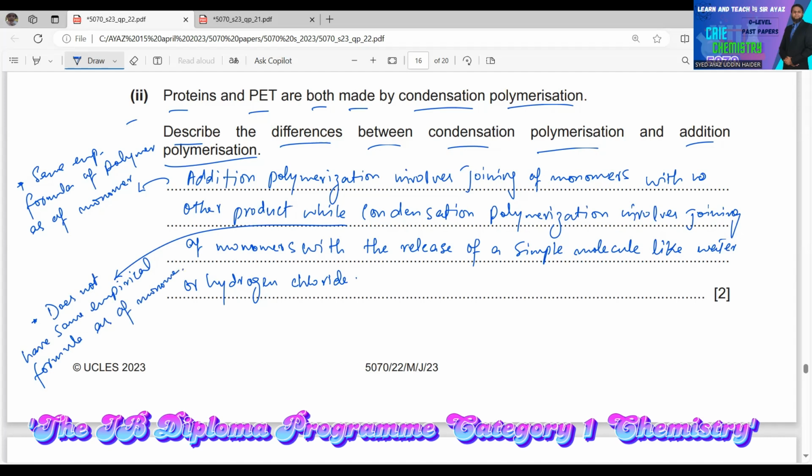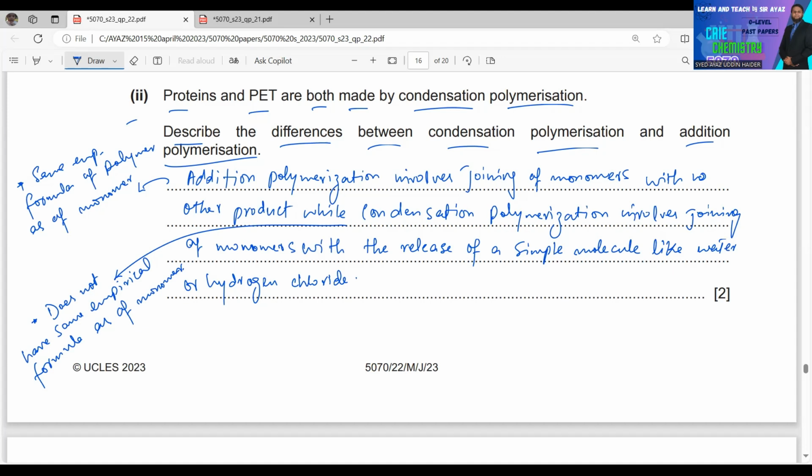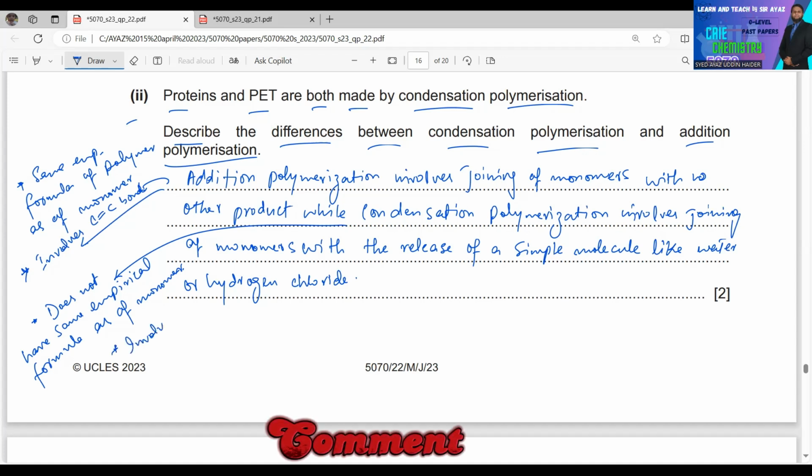You can also refer the presence of different or two function groups in case of condensation polymers, but in case of addition polymer, we have only carbon-carbon double bond. It involves carbon-carbon double bond. So here it involves two functional groups.